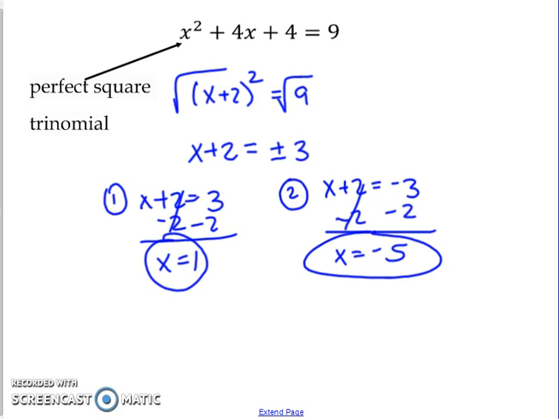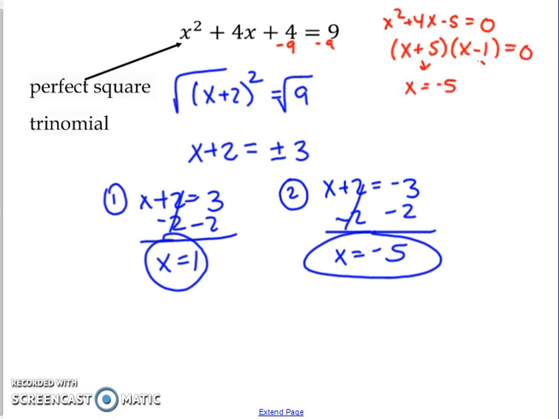So a way you can check this also is the original problem, if I set it to 0, so if I subtracted 9, I would end up with x squared plus 4x minus 5 equals 0. So if I factor this, what multiplies to negative 5 and adds to 4, I would have x plus 5 and x minus 1 equals 0. And then when I solve each one, I get x equals negative 5, and I get x equals positive 1, which are the two answers that I got from the other way.